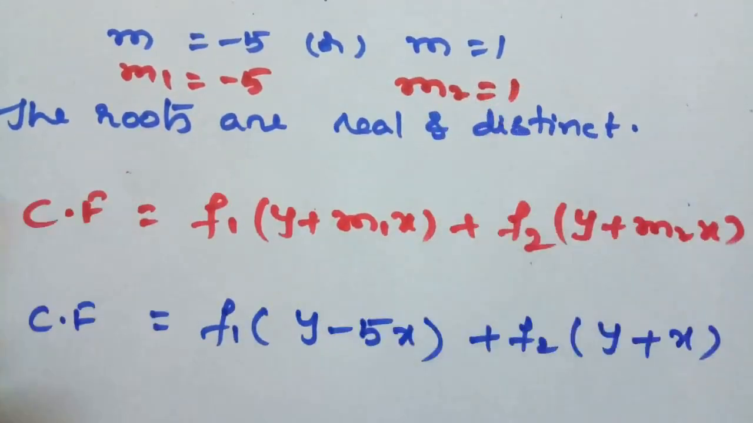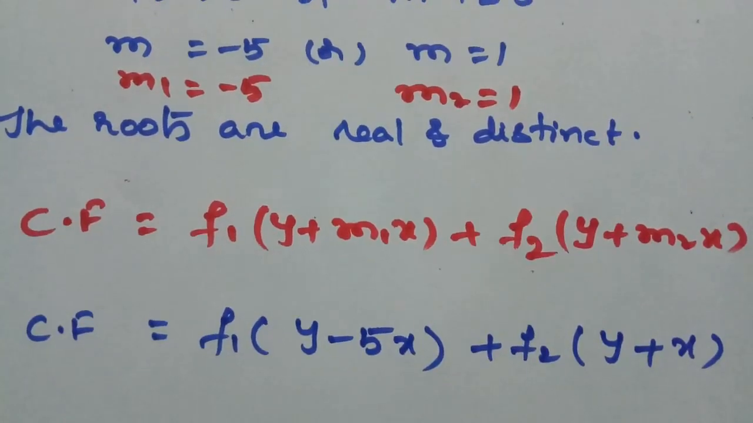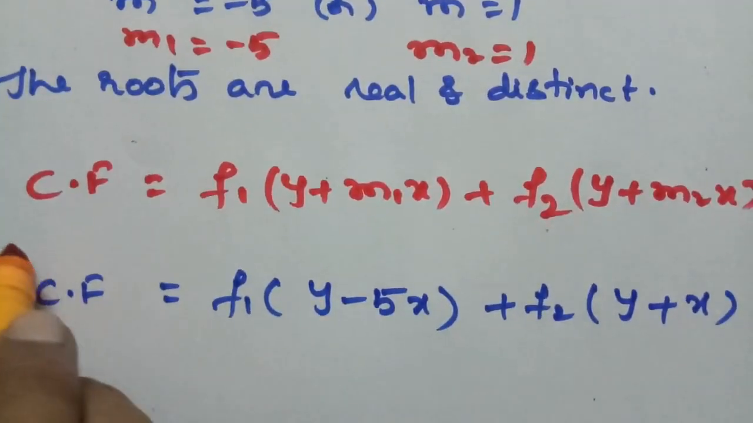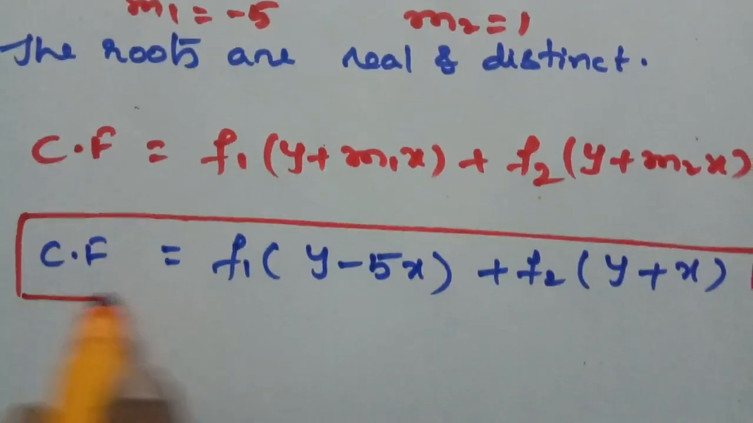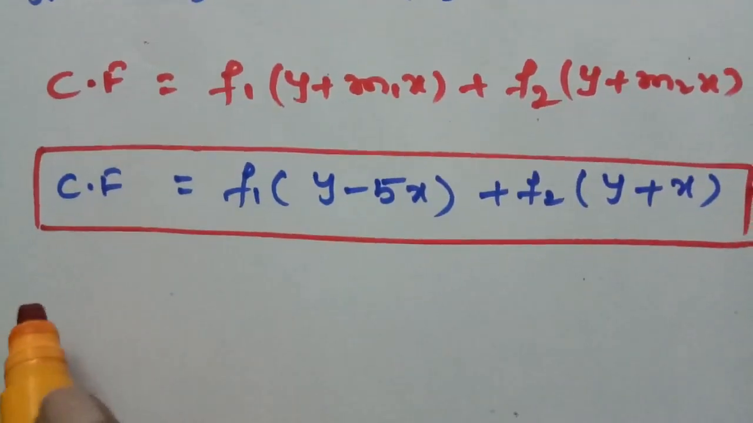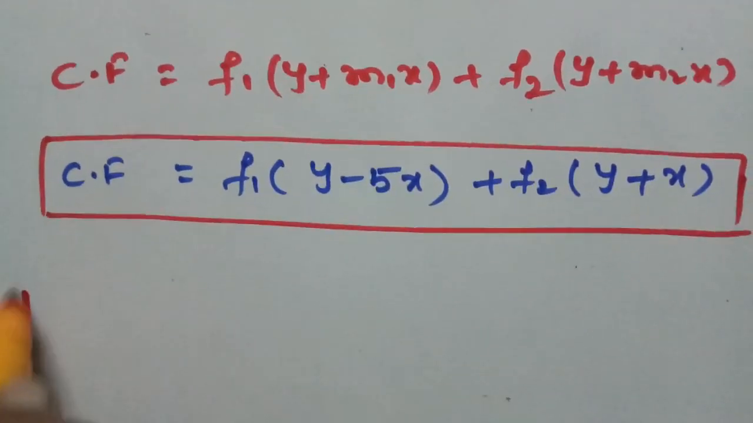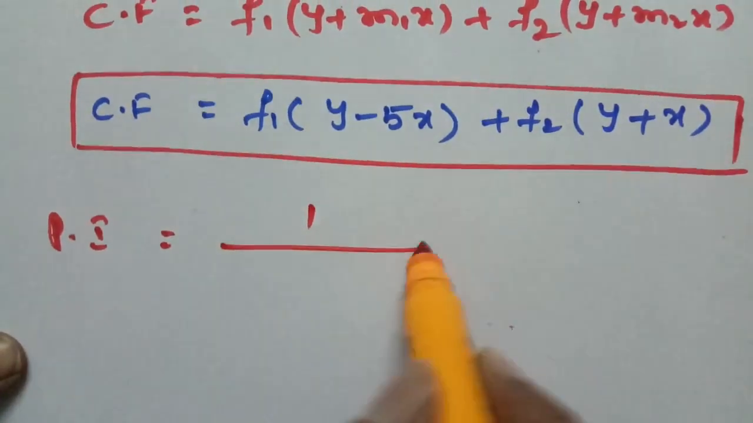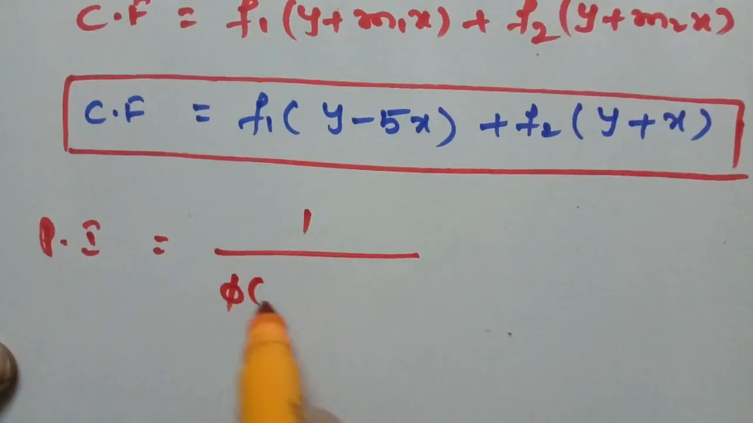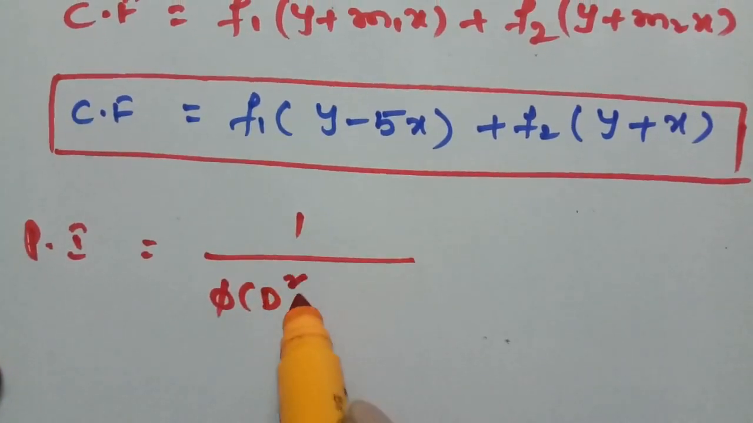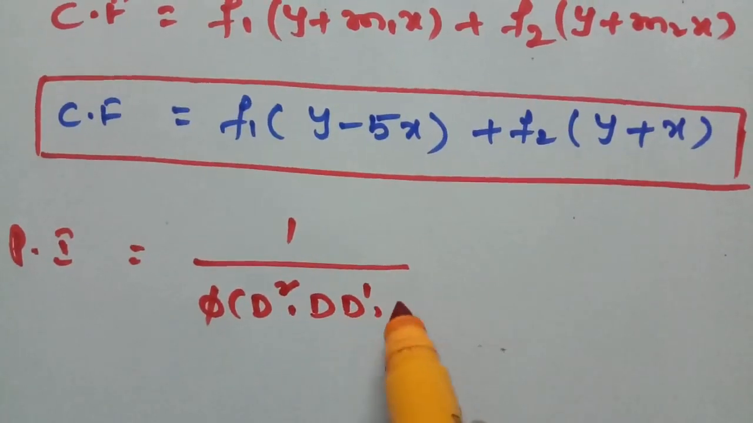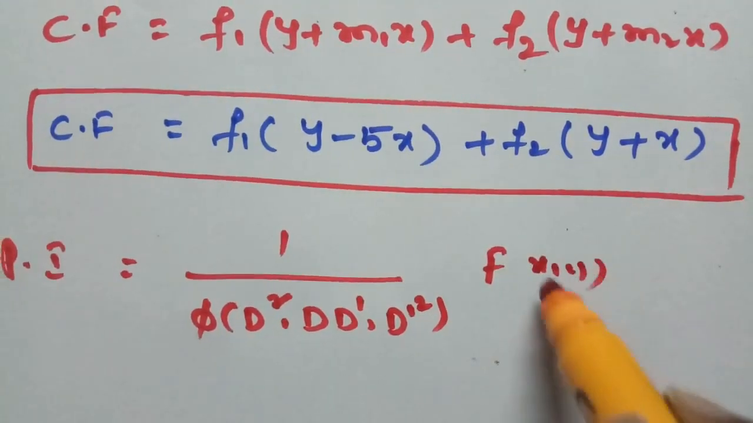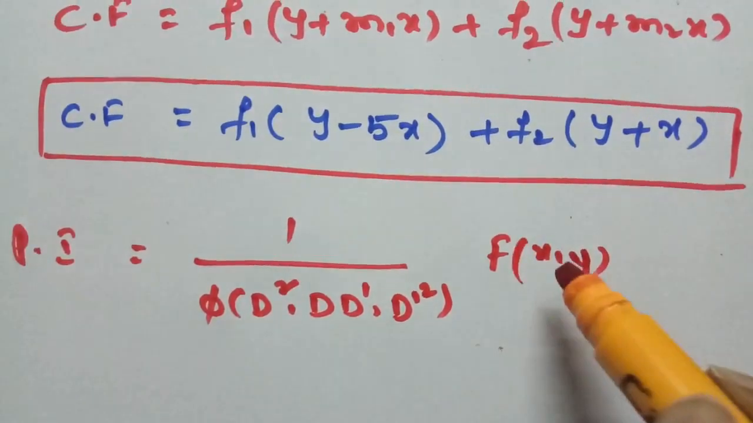m2 is equal to 1. Therefore, this is the complementary function. Now we have to find the particular integral. PI is equal to 1 by phi of D square, D dash square into f of x comma y.